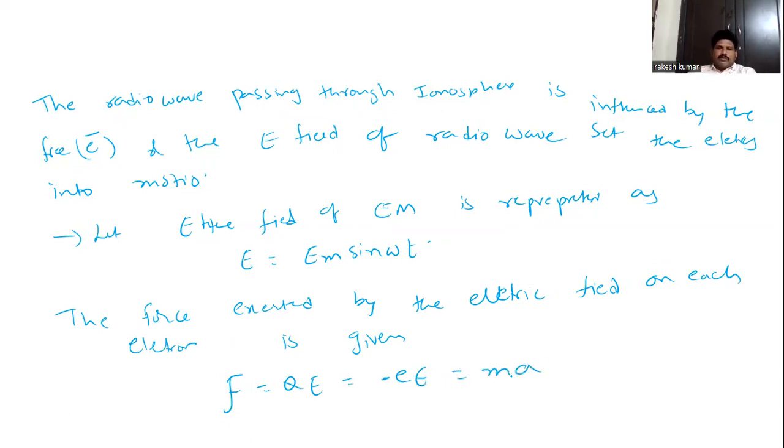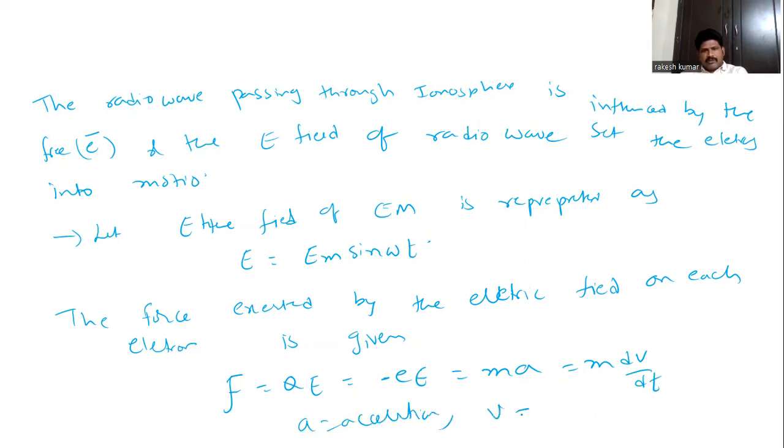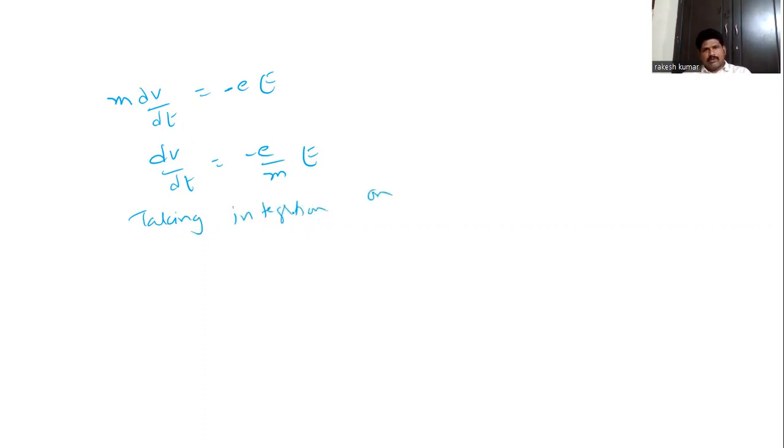You know that F is equal to mass into acceleration, so m dv by dt, where a represents the acceleration and v represents the velocity. Therefore, m dv by dt is equal to minus eE, so dv by dt is equal to minus e by m into E. Taking integration on both sides, we get v is equal to minus e by m times the integration of E dt.